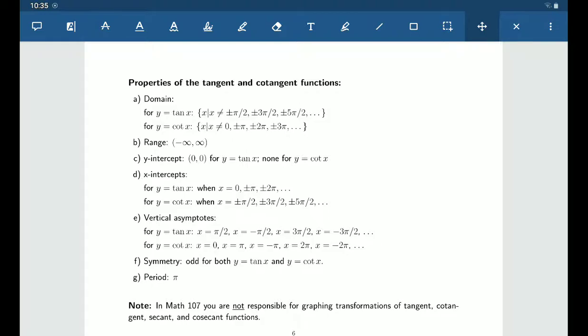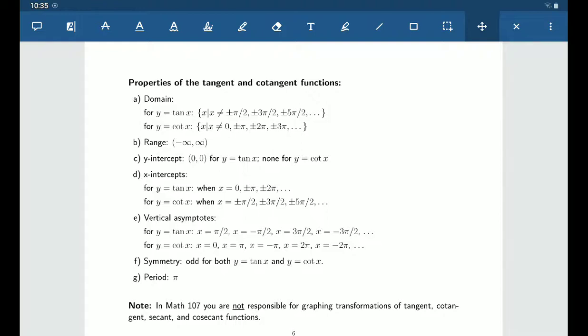The one nice thing you can be happy about is that for this class, you only need to know the basic facts for the tangent, cotangent, secant, and cosecant functions. I'm not requiring anybody to do any graphing via transformations, but of course, if you wanted to do graphing by transformations of these functions, you certainly could, just we're not requiring it for this course.